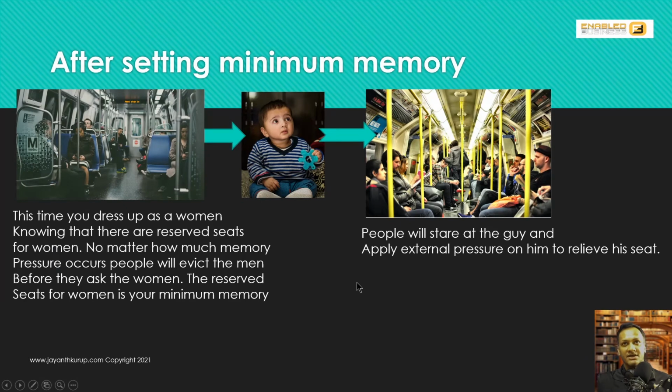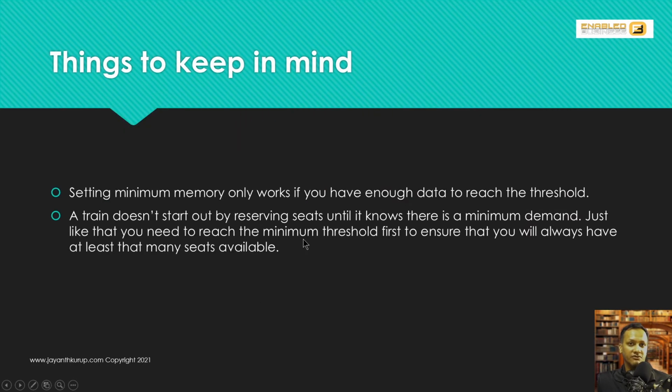So the other thing that, like I mentioned before, is that now you're dressed up as a lady and you're sitting in your seat, and if a baby walks around, the people don't stare at you because they expect someone else to release their seat, because you've got a reserved seat, correct? And that's kind of the bottom line here. SQL Server, by getting that minimum memory, is ensured or guaranteed a certain allocation of RAM.